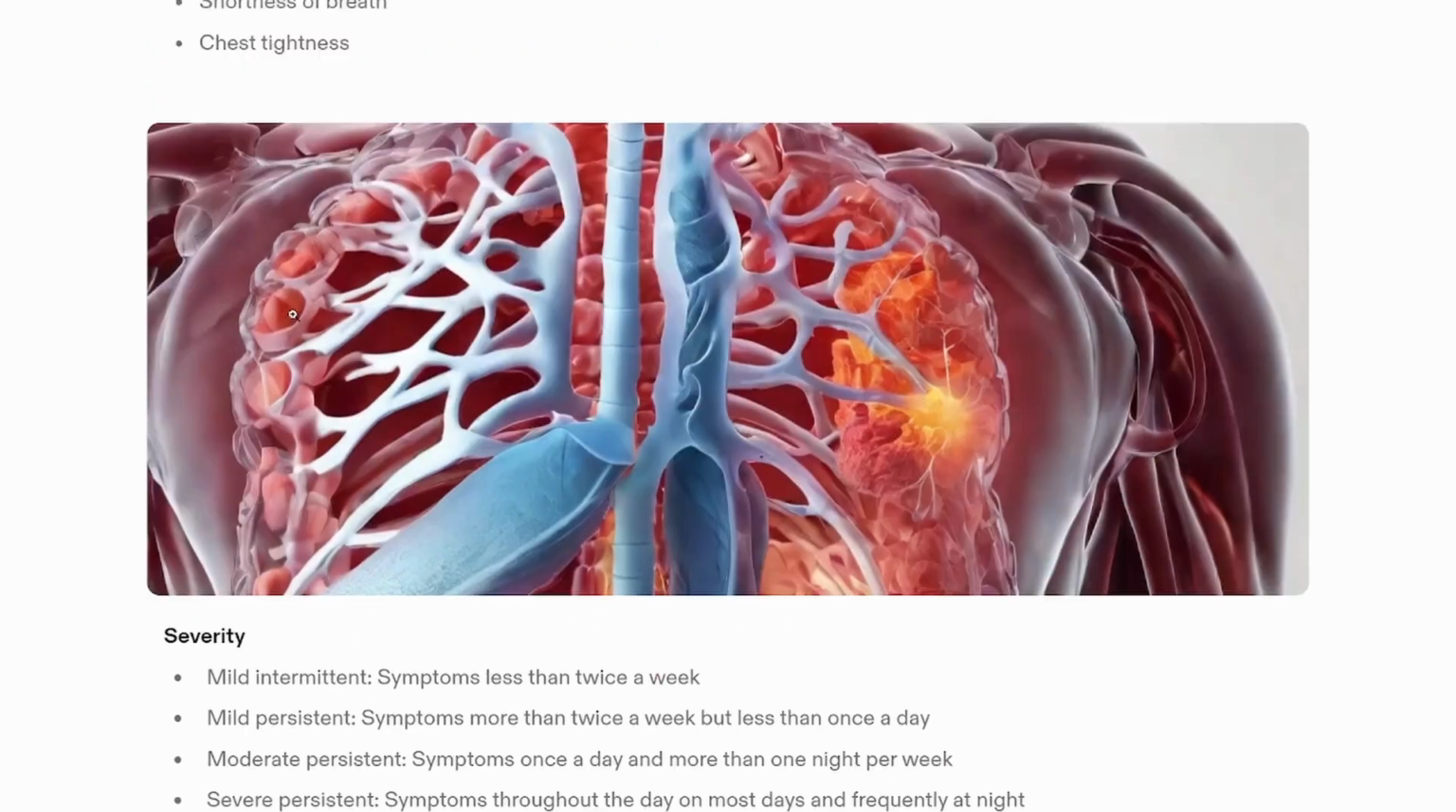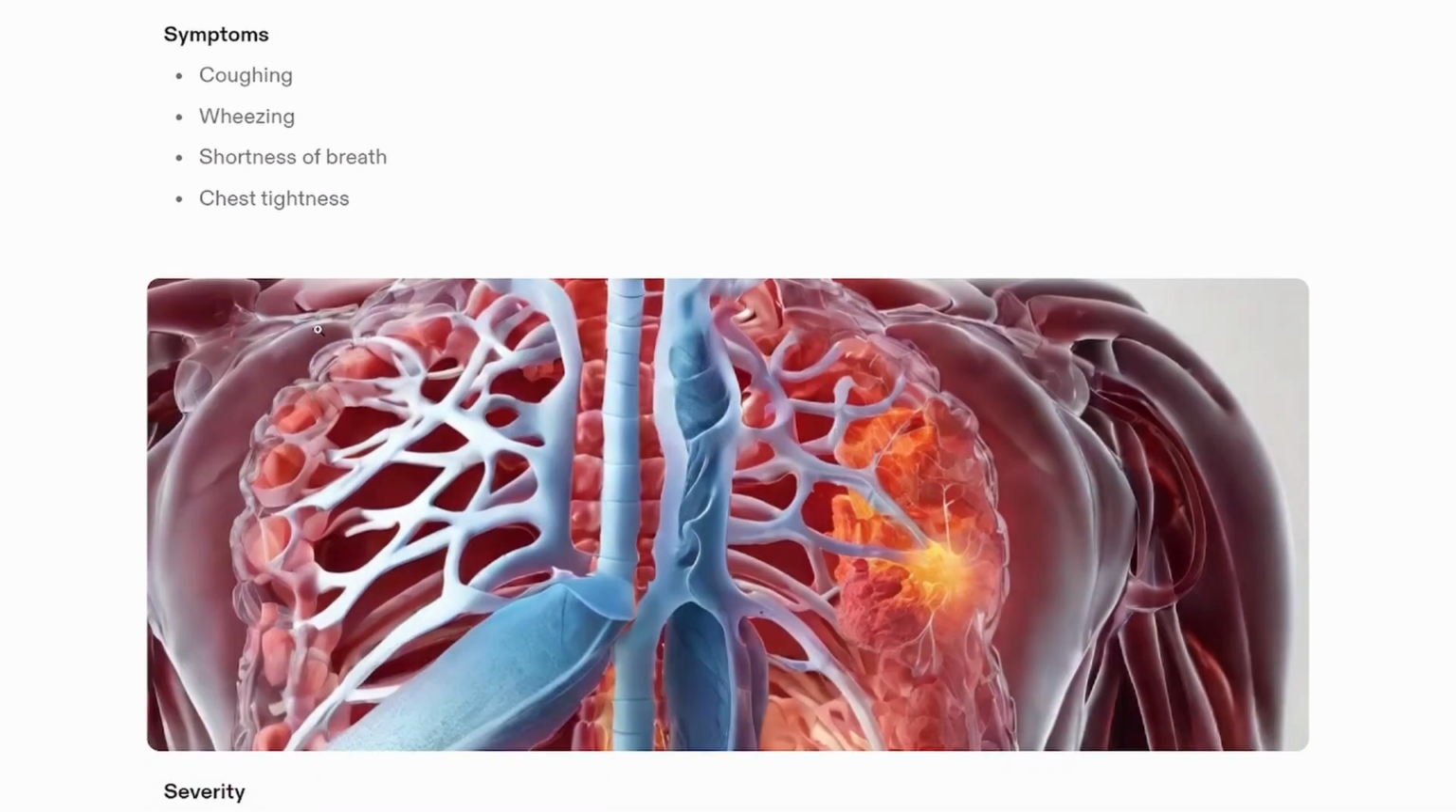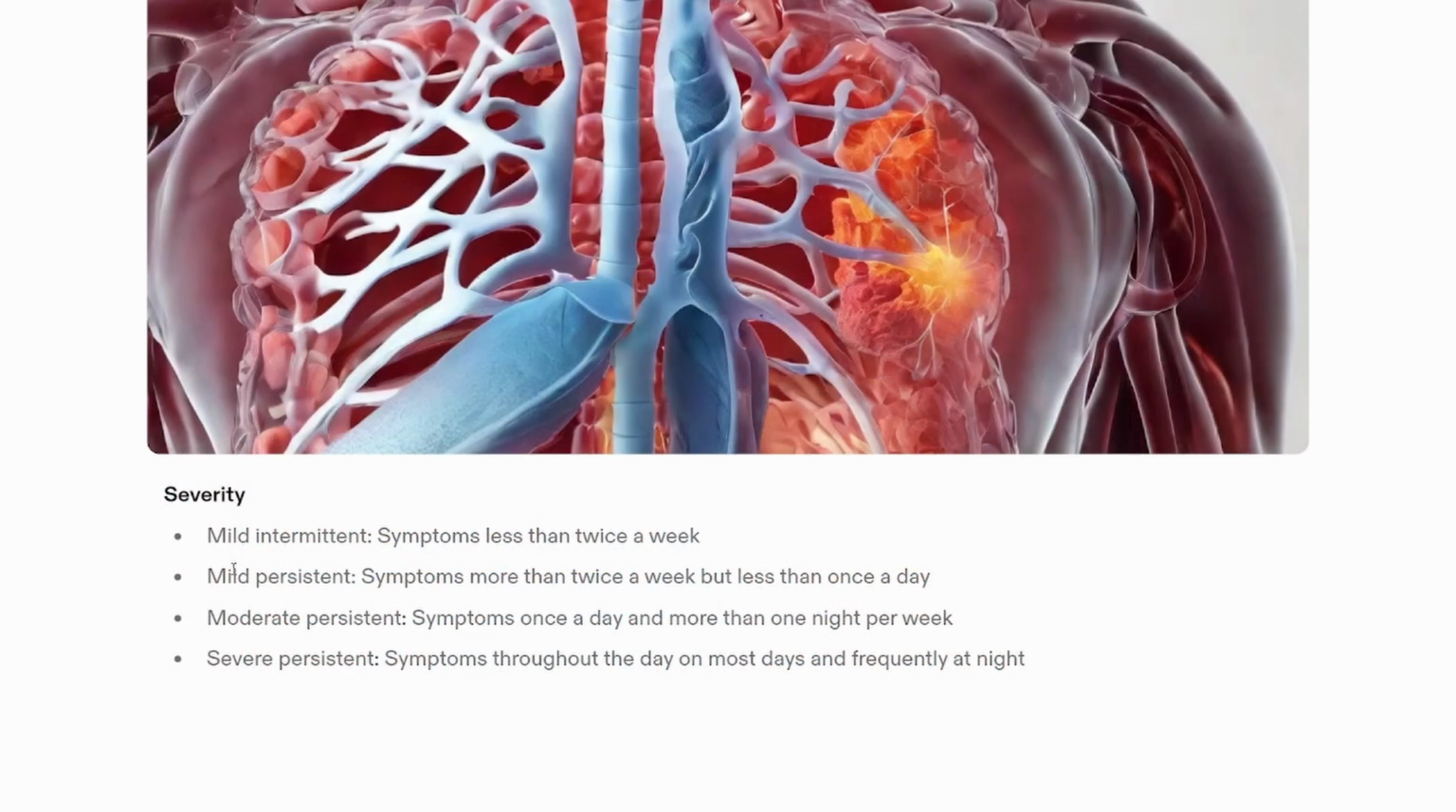Clinical manifestations of asthma. What are the main symptoms we can observe in this condition? It starts with cough, wheezing, shortness of breath and chest tightness, due to muscle stiffness. The types, based on severity, are mild intermittent, mild persistent, moderate persistent and severe persistent. In mild intermittent, the symptoms occur less than twice a week. In mild persistent, more than twice a week.